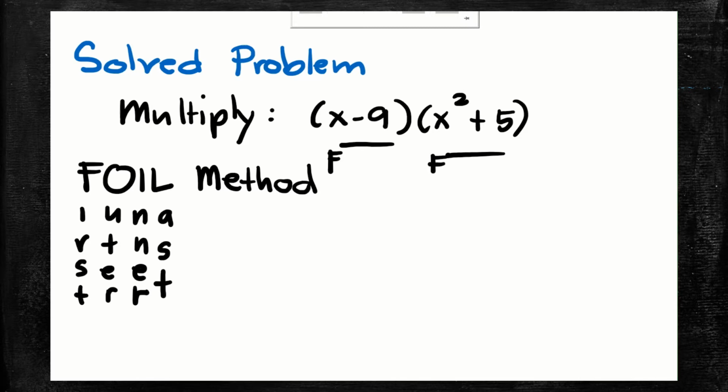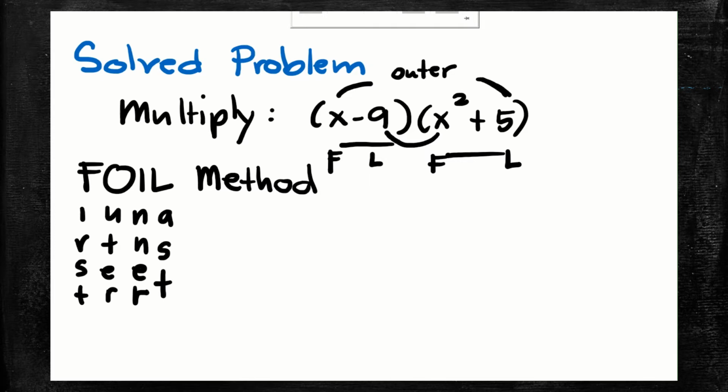the x squared. You have the outer. The outer are the x and the 5. So you can see they are from the first and the last, so they're outer. And then inner will be the negative 9 and x squared. And the last will be the minus 9 or the negative 9 and the positive 5. Okay? So when you label these terms of the binomials, you can easily get the product by following the FOIL.